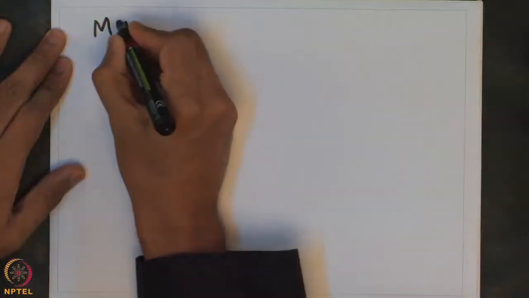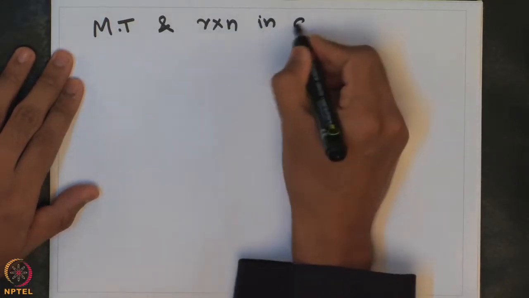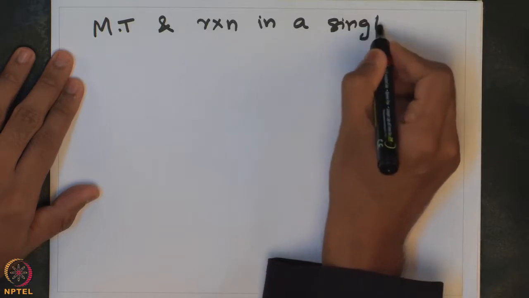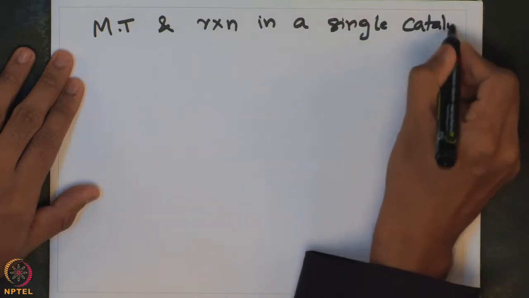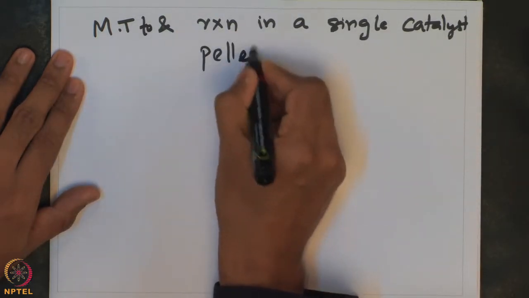We assumed a planar boundary layer, and then we found out what is the way to estimate the heat mass transport coefficient based on the boundary layer analogy. In today's class, we will look at how to combine the mass transport process that is happening simultaneously with the reaction in a single catalyst pellet. Mass transport to and reaction in a single catalyst pellet.